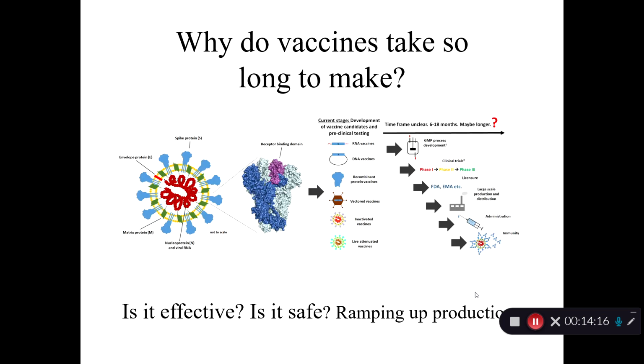So why does this take so long? Why can't we just, boom, come on, scientists, make a vaccine? Well, it takes a long period of time for a couple of things. So we've got the virus over on the left. You can see I talked about the receptor binding domain, right? So that's the receptor protein that we want to try to get the immune system to recognize, right? So you need to isolate that, right? And then you can see current stage development of vaccine candidates, right?